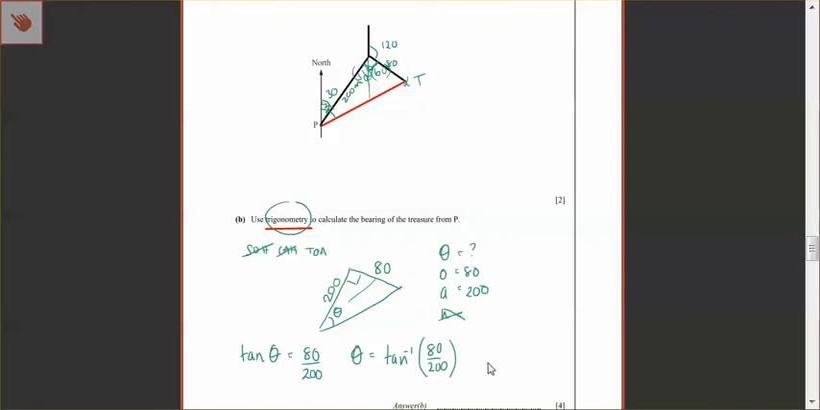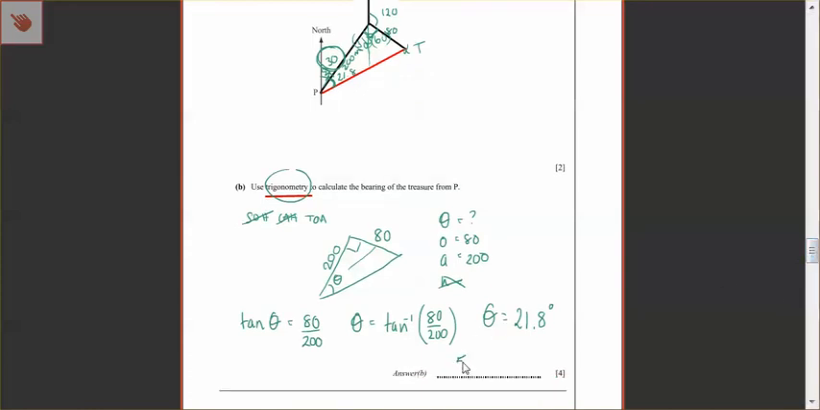21.8. Right, so here's the thing. So theta is 21.8, you think? Yeah. But the angle in the triangle is 21.8, but the bearing has to include that 30. So the bearing is actually 51.8. I have to add the 30 on to get the bearing, because the bearing always comes from north. Do you all understand that final point? Make sense?